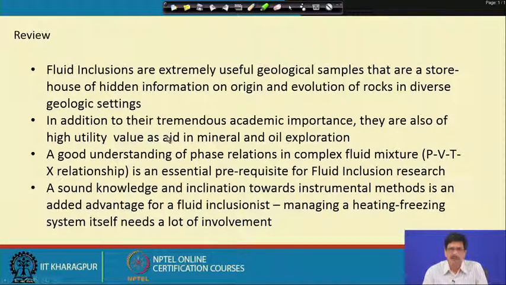As we have said, they are of tremendous academic importance, because we are trying to address basic geological problems. But it is not confined to just that, they are also of high utility value as an aid in mineral and oil exploration. We have not been able to elaborately discuss the topic of petroleum exploration using fluid inclusion, because petroleum exploration always needs that the experts on hydrocarbon also be consulted.